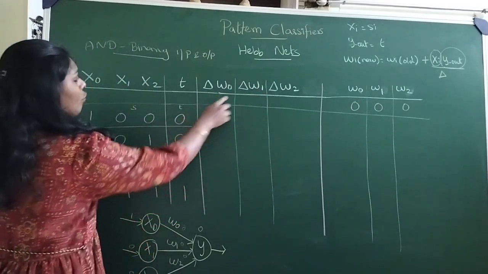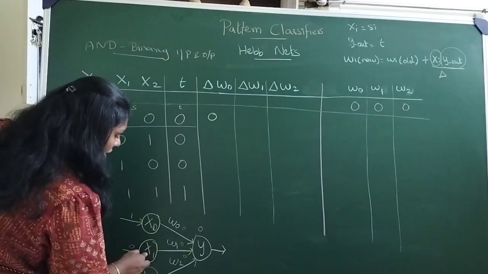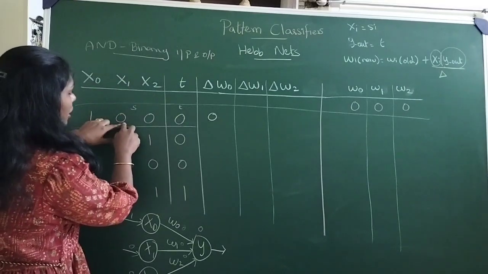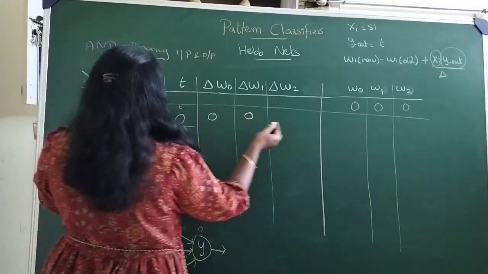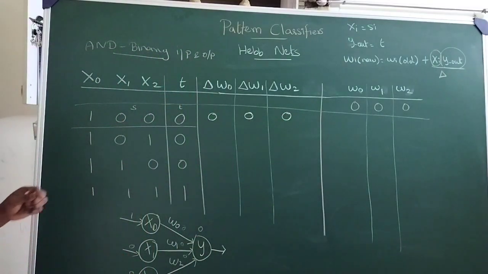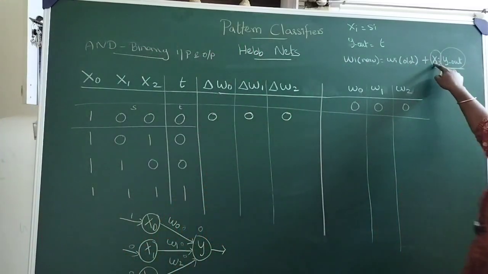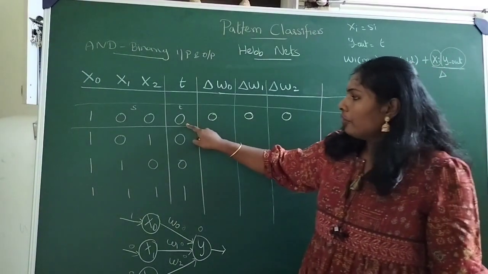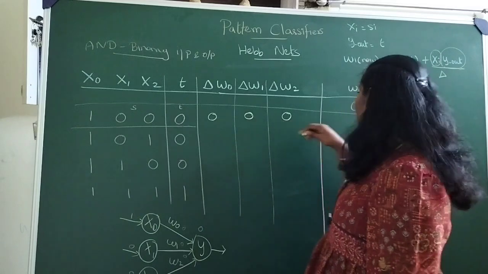And again for W1, it is the adjustment of the weight between x1 and y. So x1 into the target is 0, so this is also 0, and again 0 into x2 is also 0. So there is no weight adjustment in the first step. Here I have to multiply my x value with the target value. Since my target value is 0, I don't have any weight to be adjusted over here. So it is going to be 0 for all.